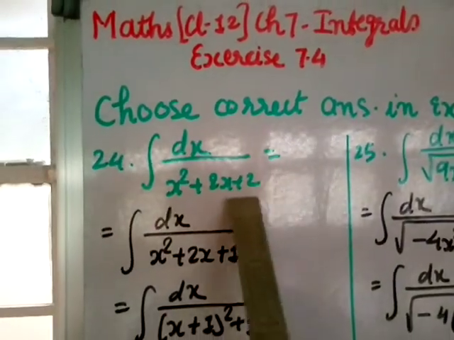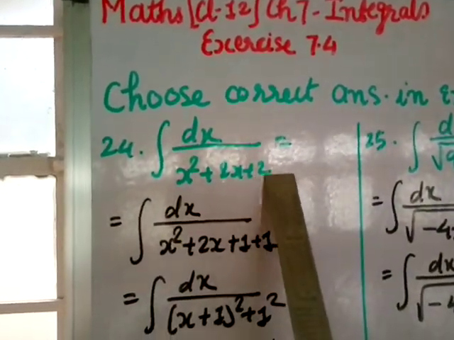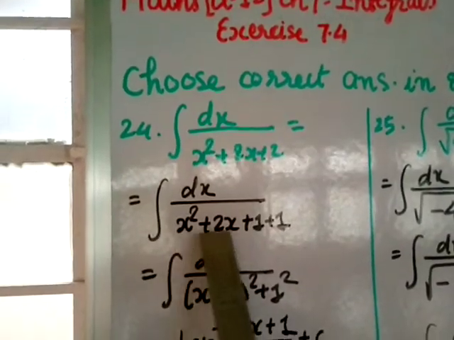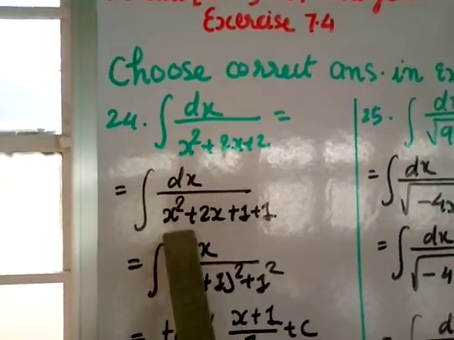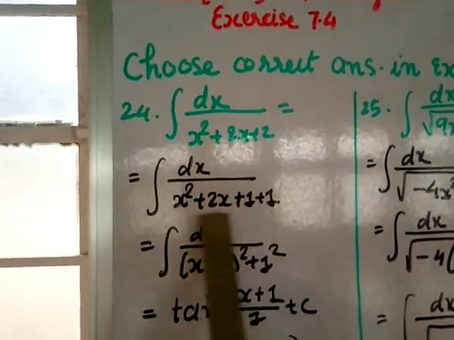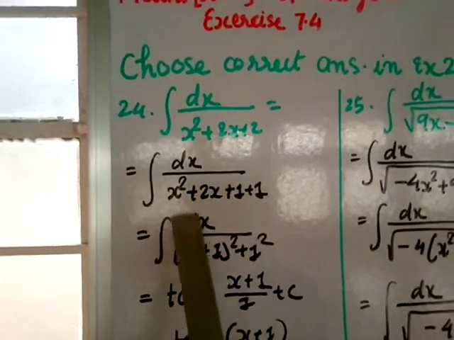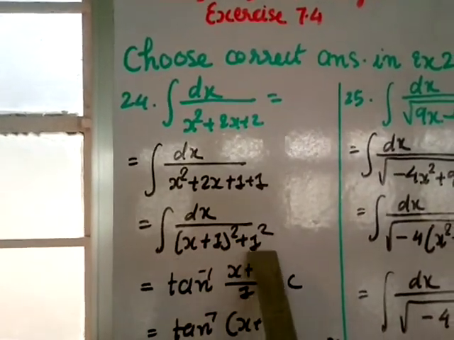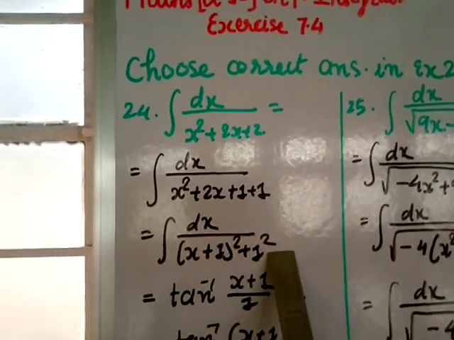But here I don't require that. I'll just take 1 from here. So this I'll write as x square plus 2x plus 1 plus 1. And this will give you the perfect square, x plus 1 whole square. So this I'll write as x plus 1 whole square plus 1. This one remains, which I can write as 1 square.